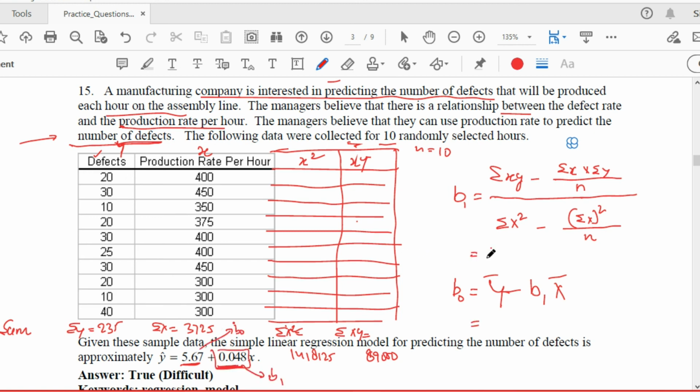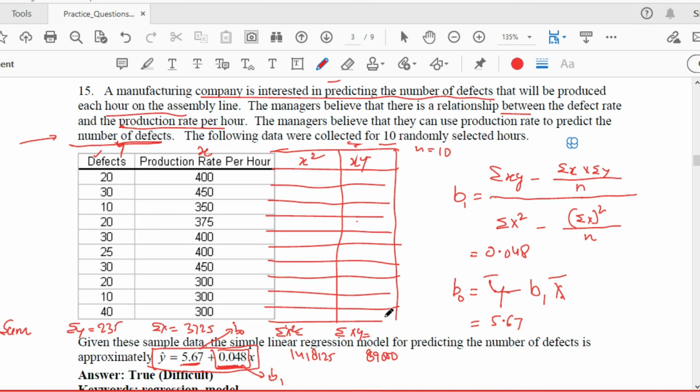If you put all these values here, sigma xy, sigma x, sigma y, and sigma x square, sigma x whole square divided by n, you'll find that b1 comes out 0.048. Then you calculate the mean of y and mean of x, put these values here, and you'll find that b0 is 5.67. So yes, the regression equation or regression line given here is correct.